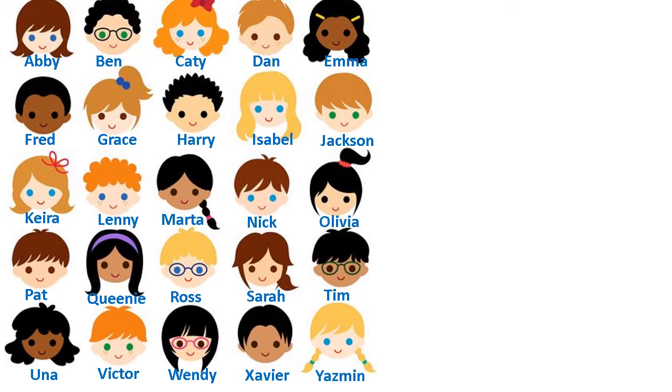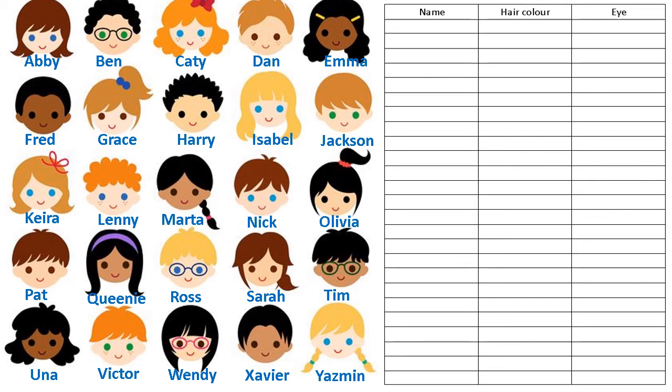Put their names on this chart. Put the color of their hair and the color of their eyes. You can find this chart on the register to print.